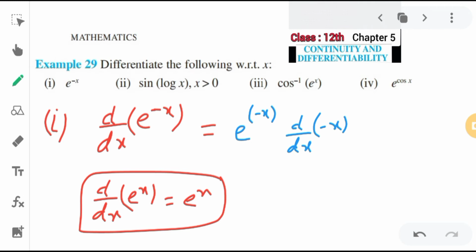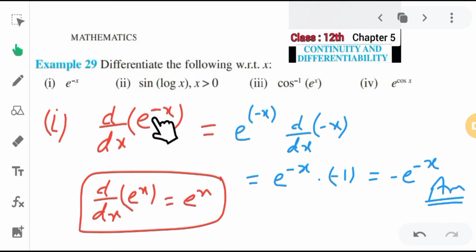So e to the power minus x, and the derivative of minus x will be minus 1. Minus will come outside, and the derivative of x with respect to x is 1, so minus 1. So the answer will be minus e to the power minus x. The first question's answer is very simple: the derivative of e to the power minus x will be minus of e to the power minus x. I solved it using the chain rule. I hope the first one is clear. Okay, so now I am moving to the second one.